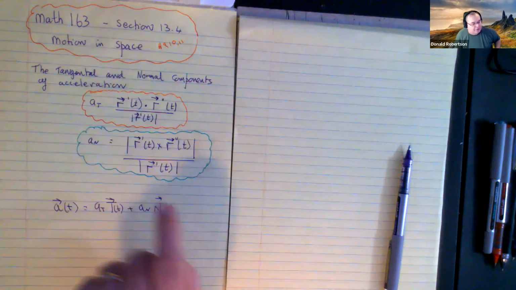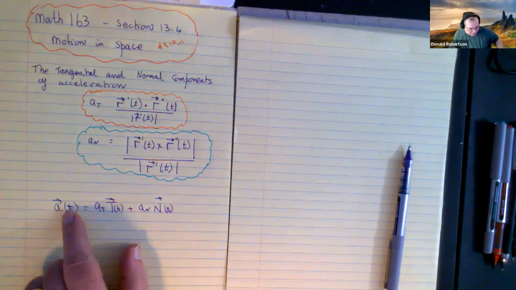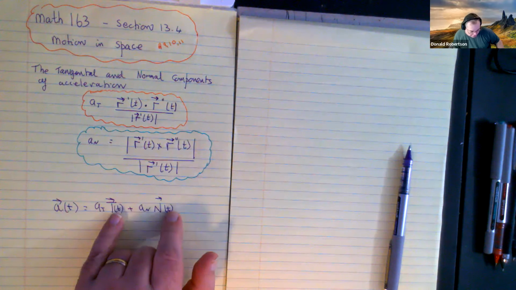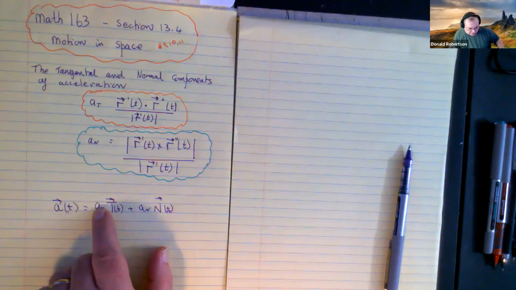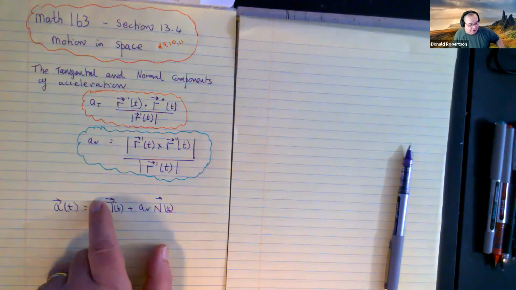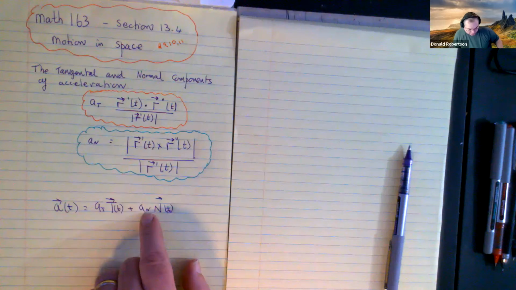We're left to deal with what are called the tangential and normal components of acceleration. What that says is the acceleration vector is made up of a combination of the unit tangent and unit normal. And this number, because this is a scalar, it's a number, is called the tangential component of acceleration. And this one here is called the normal.